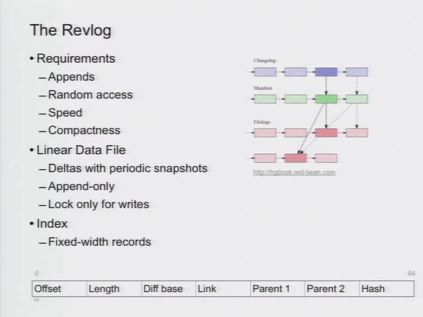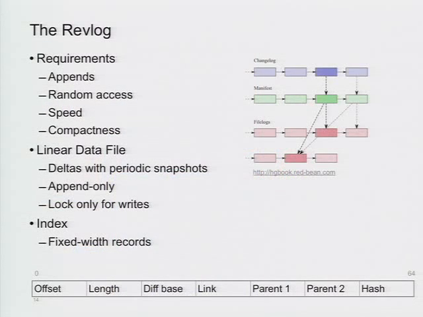The index is just a list of fixed width records that tells you, for a particular change set number or file number, what is its identifier, what are its parents, and importantly, where is it located in the data file. So the index tends to be very compact, such that when you hit it a bunch, it tends to stick around in memory, and it's only 64 bytes per node. It doesn't take up very much space in memory.